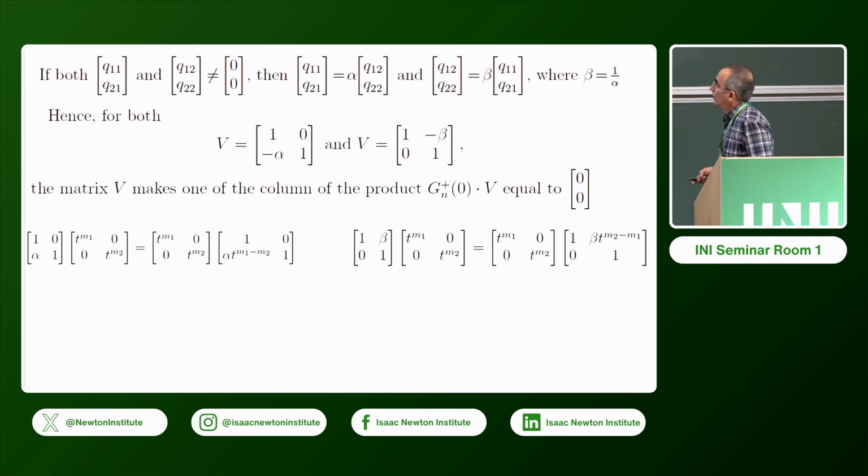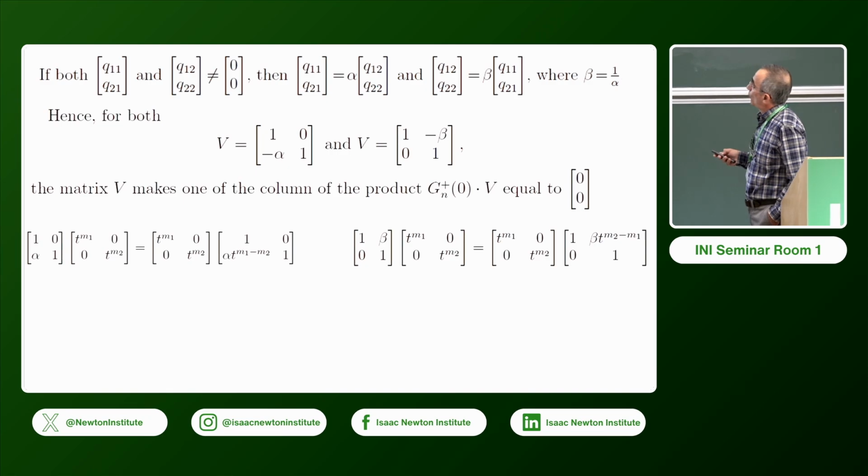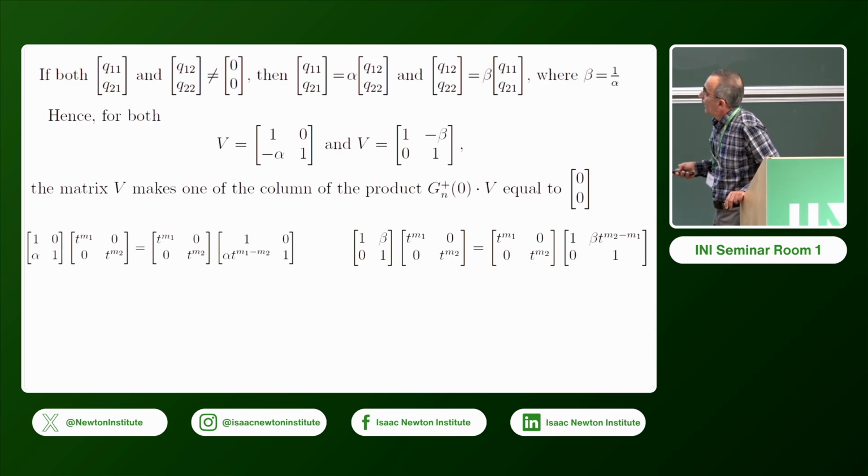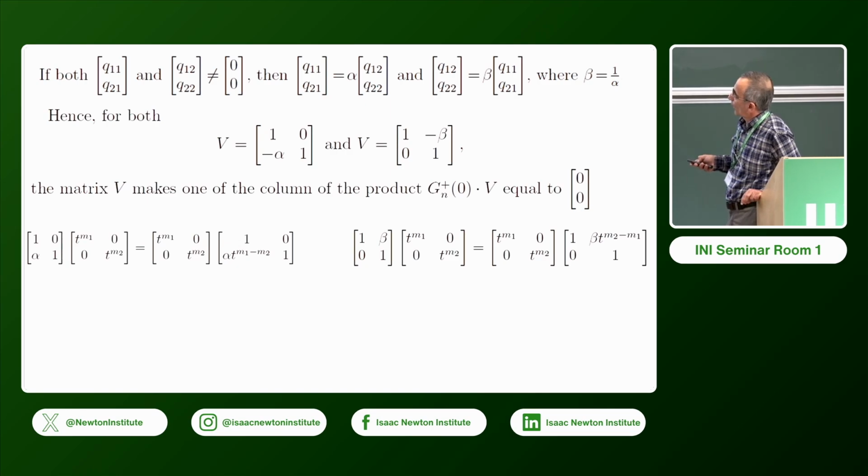This simple observation: when we multiply this matrix at 0 by v, one of the columns becomes 0. And these two simple equations can be easily checked. In both cases, depending on whether m1 is more or m2 is more, these are constant matrices, both of them, and we can move them to the right side, keeping this anti-analytic.